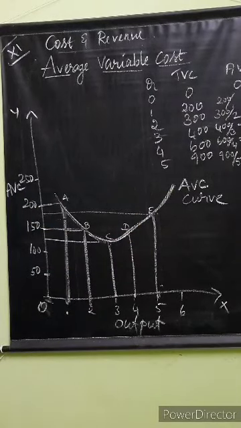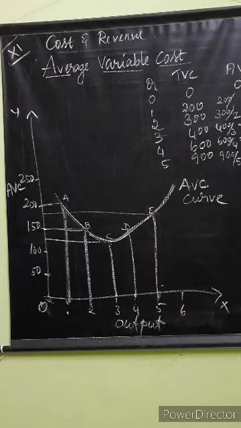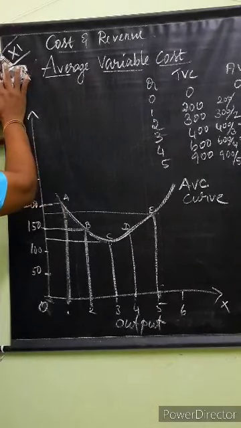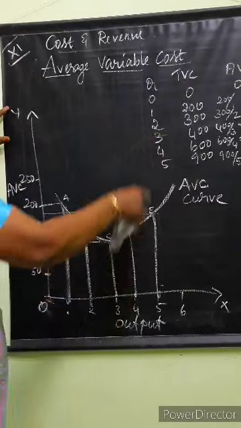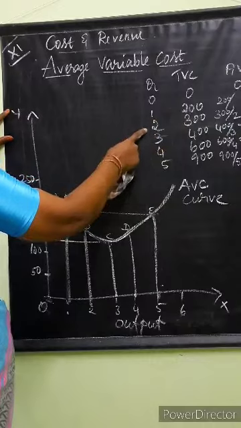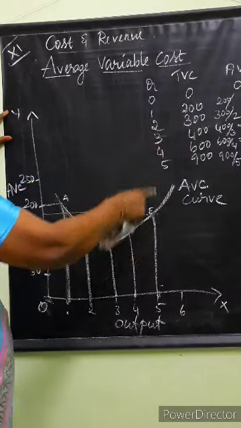Will you be able to understand, girls? Now we are going to see the average total cost curve. Will you be able to understand, girls, how I have drawn this line? How do we get this? The variable cost will vary based on the output. If the output is increasing, it is also increased.